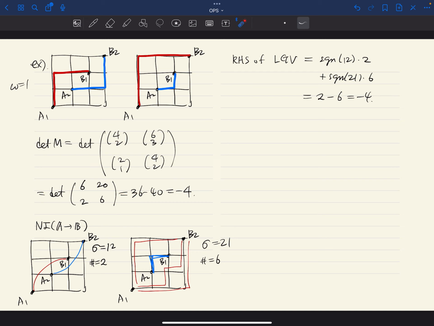Yeah, there are a bunch of applications, but let me just tell you a little bit of remarks. Just a simple remark. What if AI equals AJ or BI equals BJ? What happens? Some vertices are the same. Initial starting points are the same.